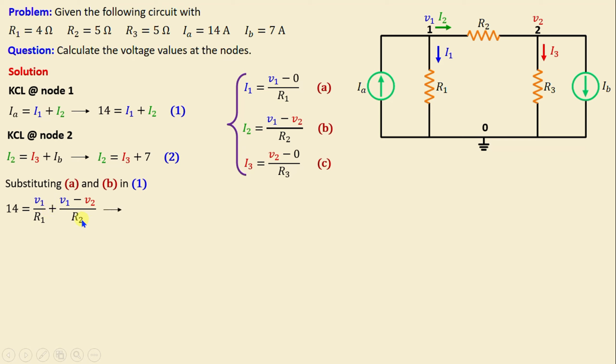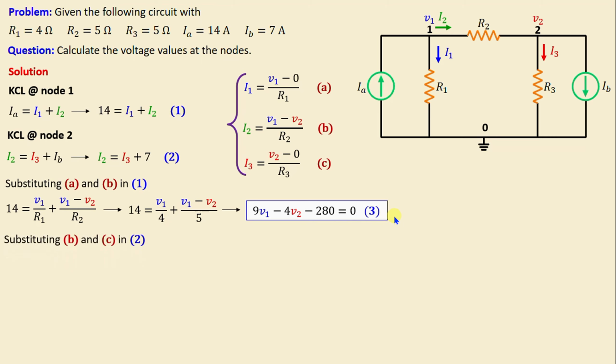And if we replace the resistors with their numerical values, we obtain 14 is equal to V1 over 4 plus V1 minus V2 over 5. And if we combine all the terms of this equation into a single denominator, we obtain finally 9V1 minus 4V2 minus 280 is equal to 0.